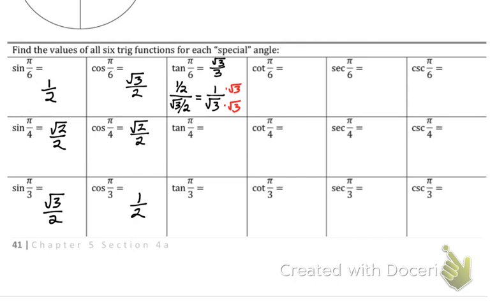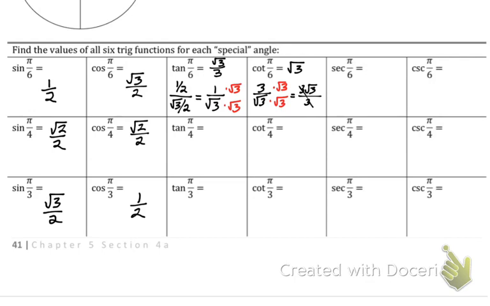So if I'm looking for cotangent of pi over 6, I would say, well, tangent of pi over 6 is square root of 3 over 3. So that means the cotangent is the reciprocal, which is 3 over square root of 3. Multiply the top and bottom by square root of 3 to get rid of that darn radical, which would be 3 square root of 3 over 3, which is going to result in square root of 3.